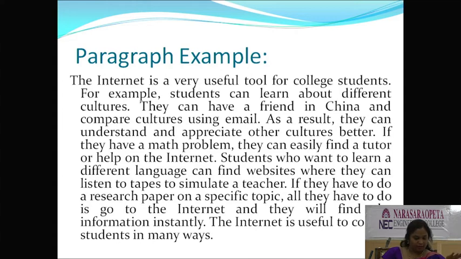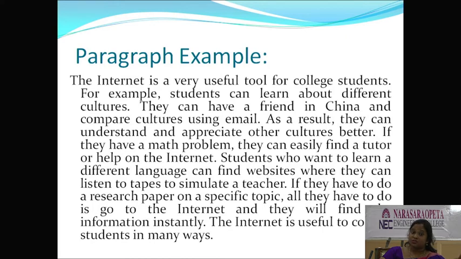For example, students can learn about different cultures. They can have a friend in China and compare cultures using email. As a result, they can understand and appreciate other cultures better. If they have a math problem, they can easily find a tutor or help on the internet. These are the various advantages of using the internet and how the internet can be so useful for a student.